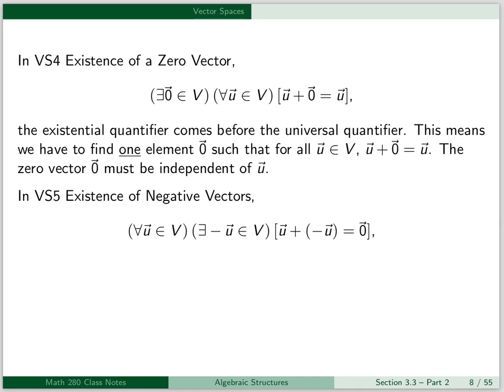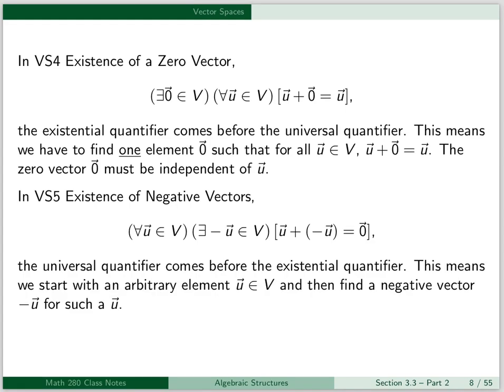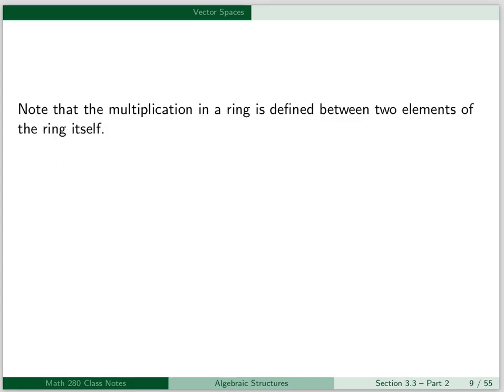In VS5, existence of negative vectors, the universal quantifier comes before the existential quantifier. This means we start with an arbitrary element u in V and then find a negative vector minus u for such a vector u. The negative vector depends upon the vector u, so for each vector u, we'll have a different negative vector. Note that the multiplication in a ring is defined between two elements of the ring itself.